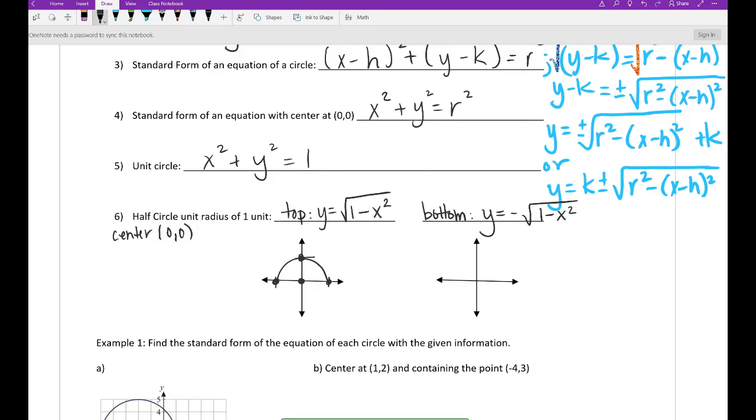Perfectly well said. So the center is still at 0, 0. So now we have this. 1 unit radius, that means bottom 1, left 1, right 1, and then connect. So square root of 1 minus x squared is always half a circle. Okay.